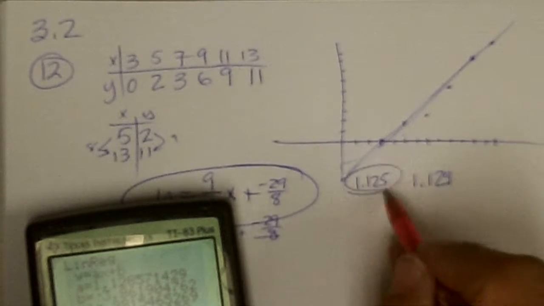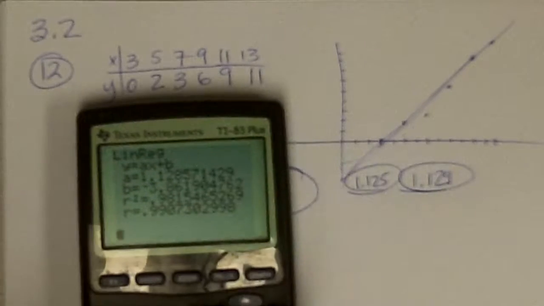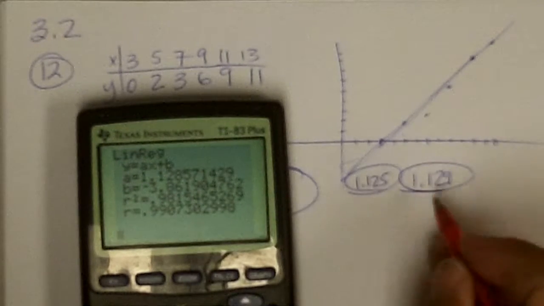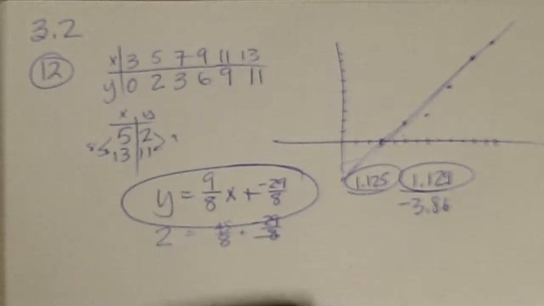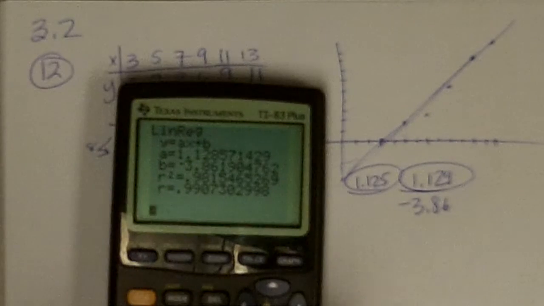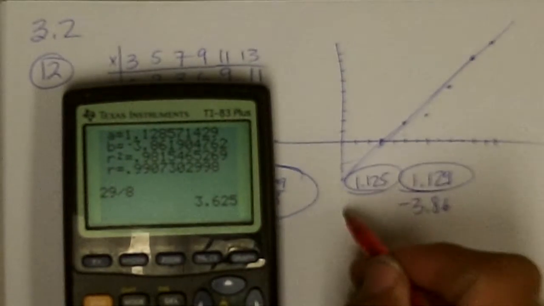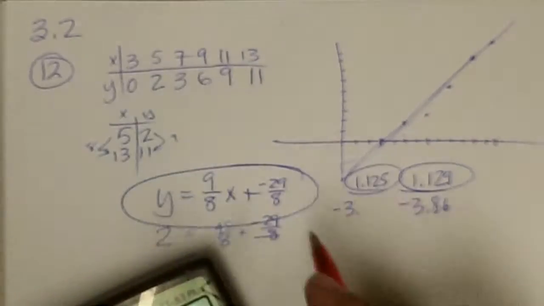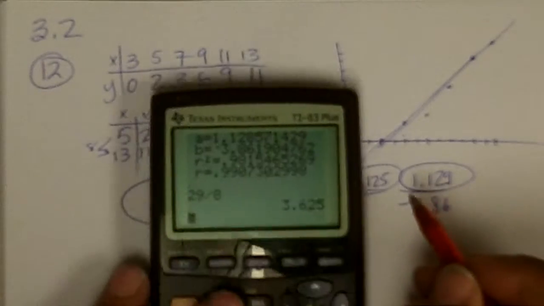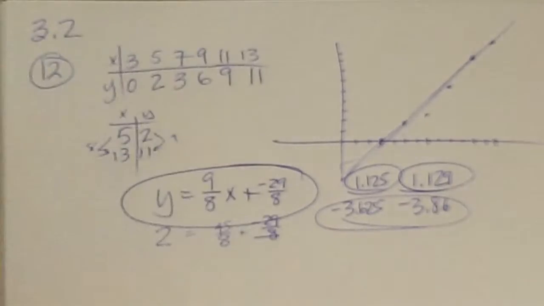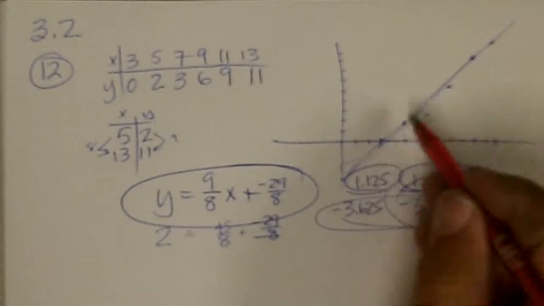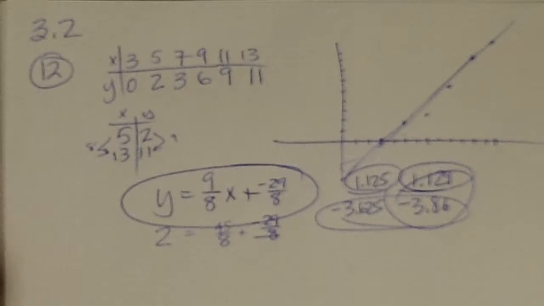1.125. Very similar slopes, and the calculator got a y-intercept of negative 3.86. I got negative, let's see, 29 divided by 8 is negative 3.625. Similar, so I got close to what the calculator got just by my rough estimate there, using 2 points.